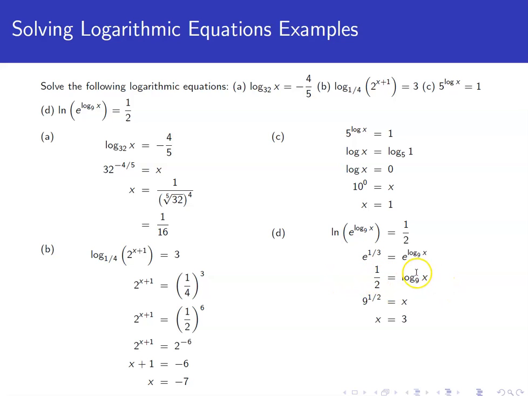So we have 1/2 equals log base 9 of x. This is a logarithmic equation now. Rewrite it in its equivalent exponential form. 9 is my base. 1/2 is my exponent. So we get 9 to the 1/2 has to equal x. 1/2 tells you to take the square root. So we get x is equal to 3.